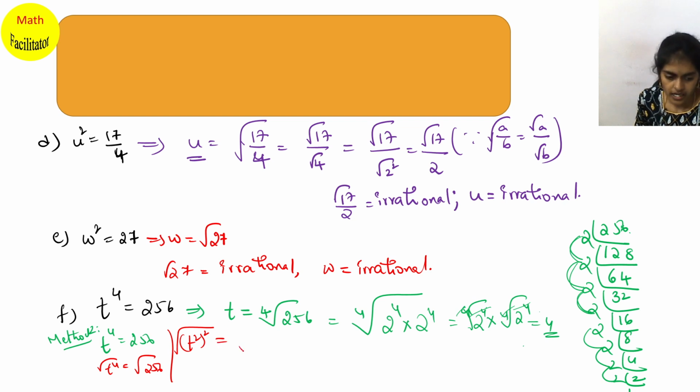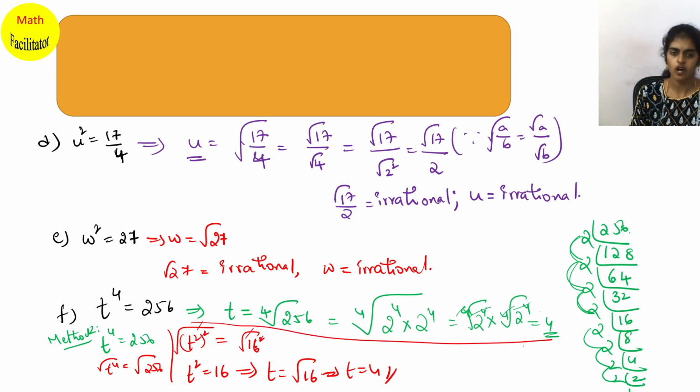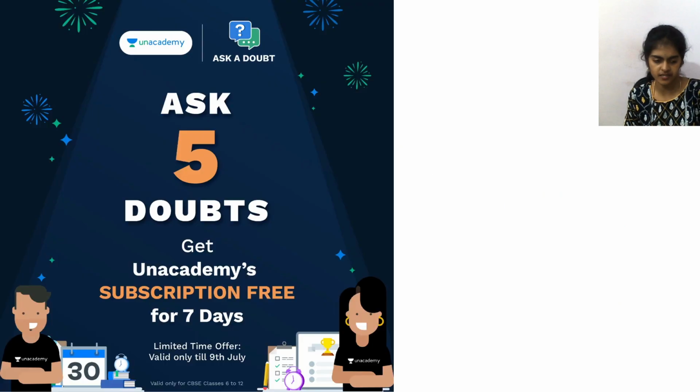You have a root into root 256. 256 is nothing but what? It is 16 square, isn't it? So now square and square root cancel. So I'll have t square is equal to 16. Now again take a root. So t equal to root 16, or t equal to 4 you will have. Okay, so you can do it either in this method or in this method, whichever is easy.